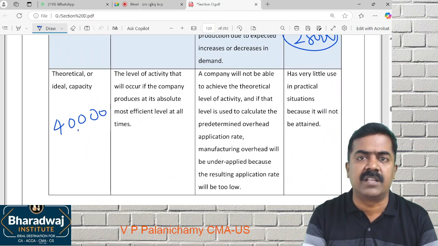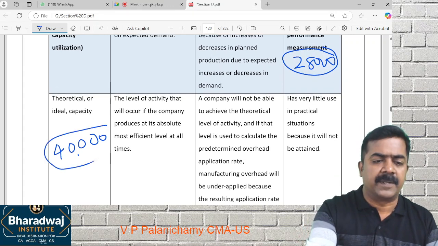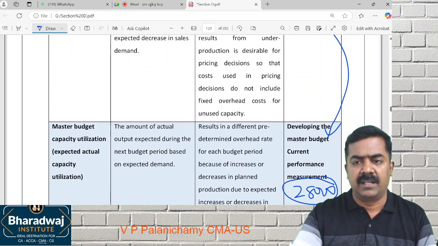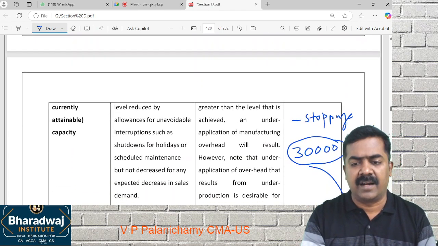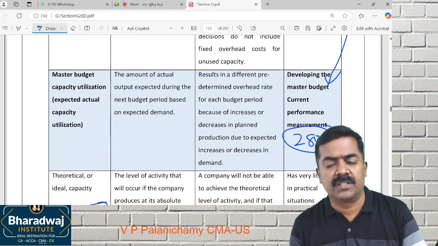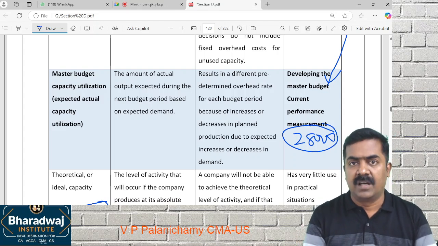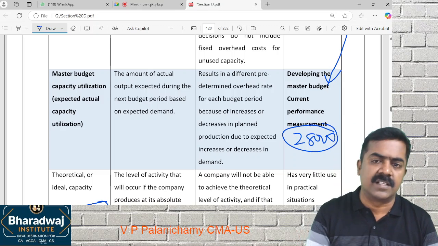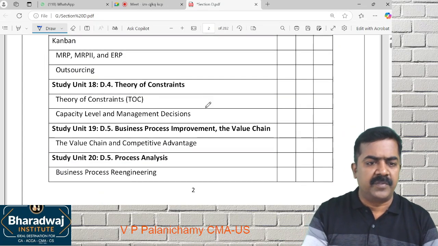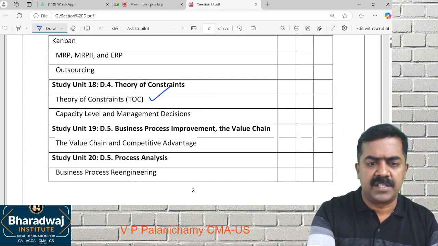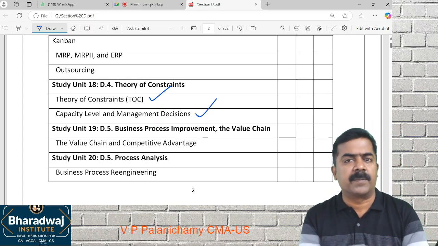Last class we learned about theory of constraints. One of the constraints may be capacity. Theoretical capacity is practically not possible to attain. Practical capacity is practically possible to attain, and normal capacity is a long-range average. Then, based on expected capacity utilization, we decide how many machines we require, whether we have to add more machines, how to remove the constraint, all those things we discuss and decide. So this is about capacity utilization. Theory of constraints we had seen, and capacity levels and management decisions based on the capacity levels.